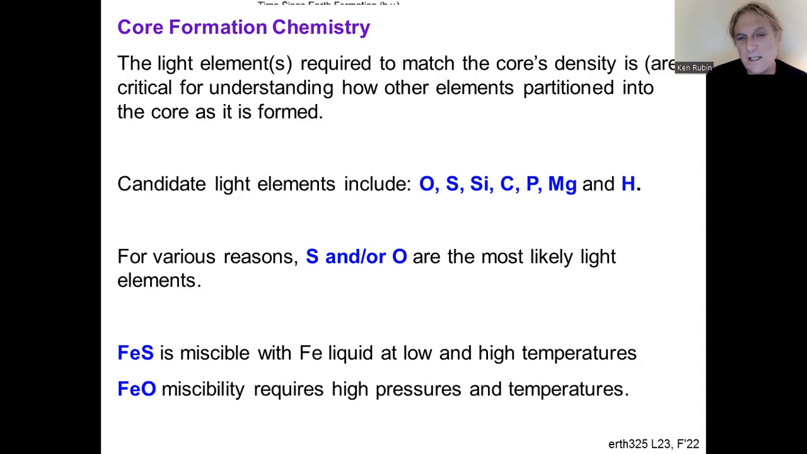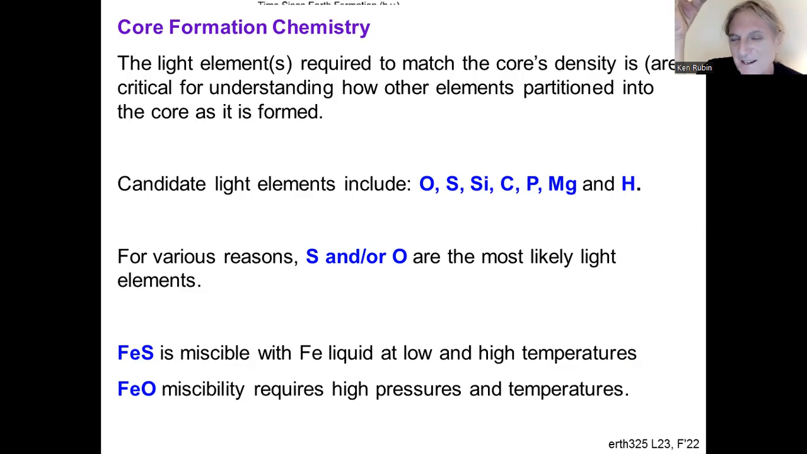So this is the full list of the candidates. I've talked about many of these in the last lecture. There's 2 elements that are added to this list that I didn't mention before, which are phosphorus and magnesium. Mostly we think that the main elements in the core that help to lighten it are probably oxygen or sulfur, with lesser amounts of silicon and hydrogen and even lesser amounts of carbon, phosphorus, and/or magnesium. But it doesn't have to be only one. But for various reasons, sulfur and/or oxygen is the most likely light element.